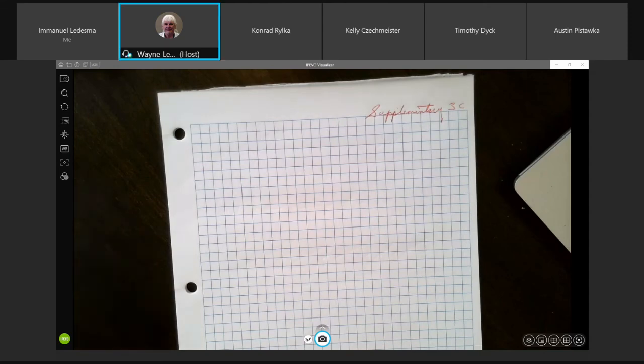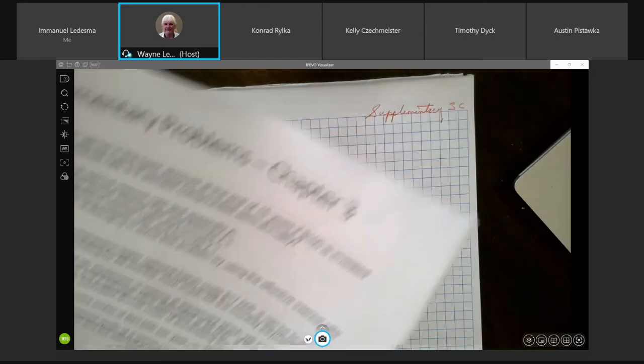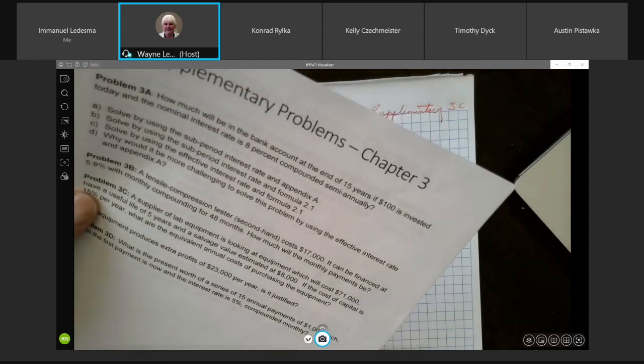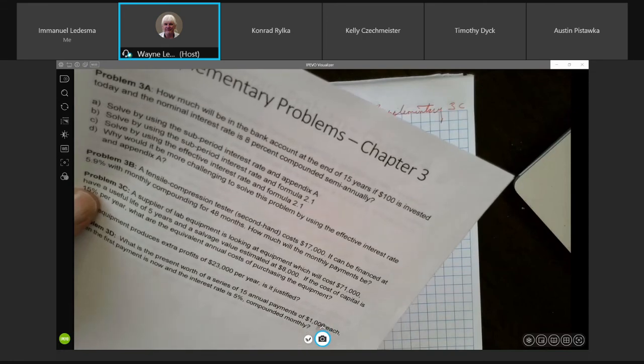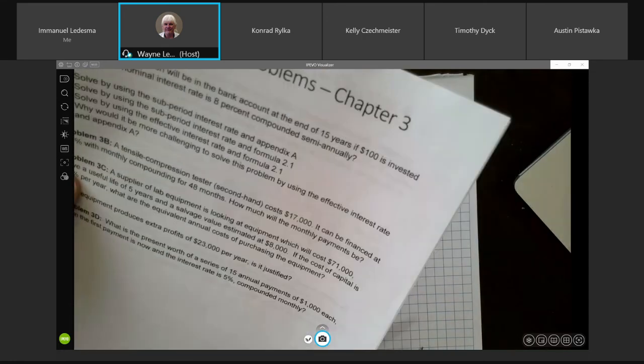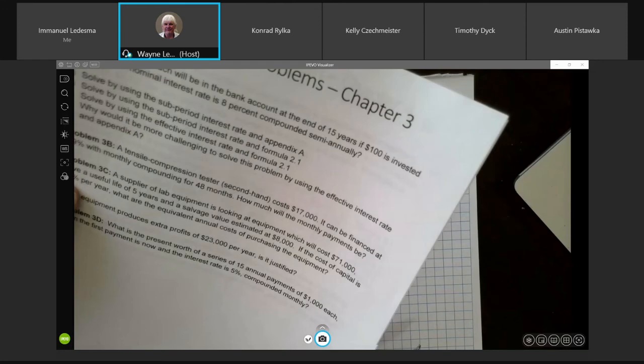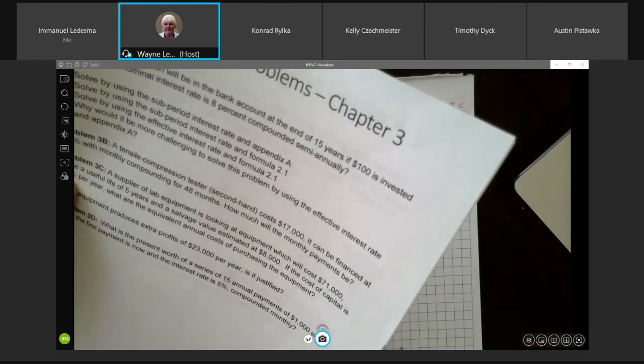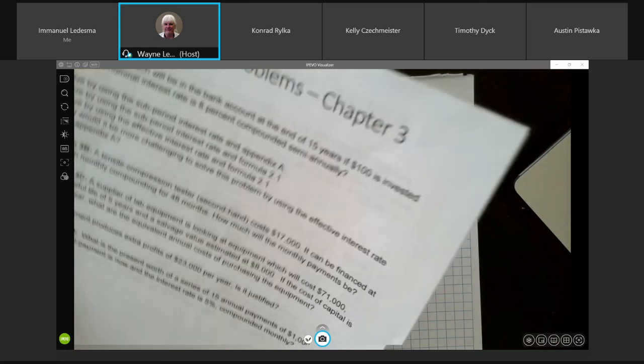Supplier of lab equipment is looking at equipment which will cost $71,000, having a useful life of 5 years and a salvage value estimated at $8,000. If the cost of capital is 15% per year, what is the equivalent annual cost of purchasing the equipment?